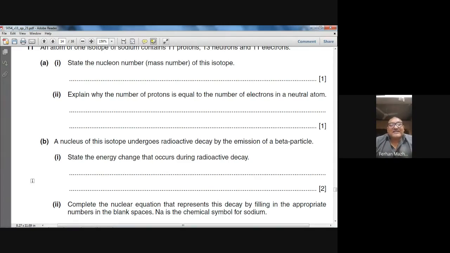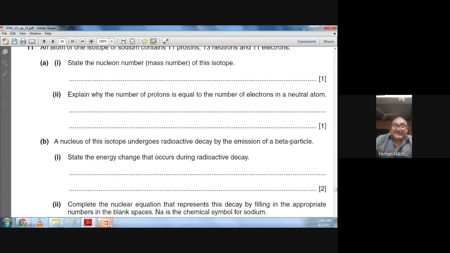Protons have positive charge, electrons have negative charge. Protons and electrons have equal size of charge on them, but their signs are opposite. So for an atom to be neutral, it's important that whatever is the amount of positive charge in it, it should have equal amount of negative charge. So in a neutral atom, the number of electrons and number of protons are supposed to be the same.